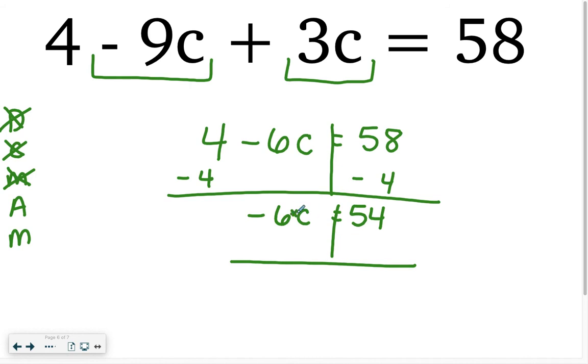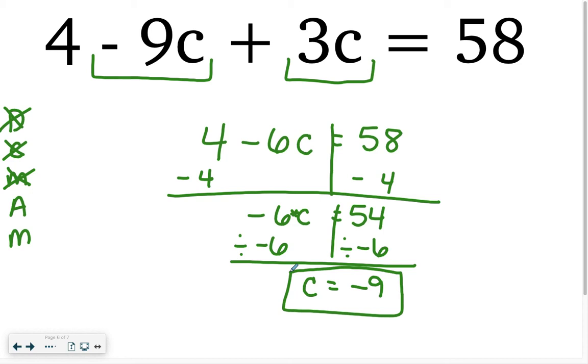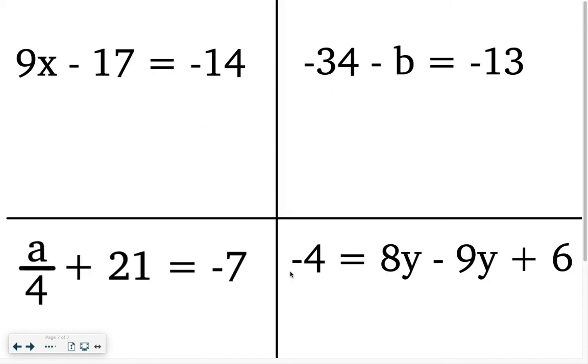Remember, there's multiplication right there. So to undo that multiplication, I'm going to divide both sides by a negative 6. So I have c equals negative 9. Don't forget about that negative. A lot of people will. And I'm guilty of doing it sometimes too, when I'm trying to rush or something.